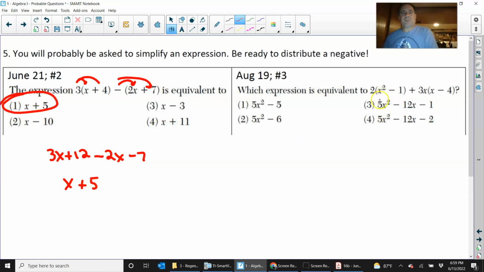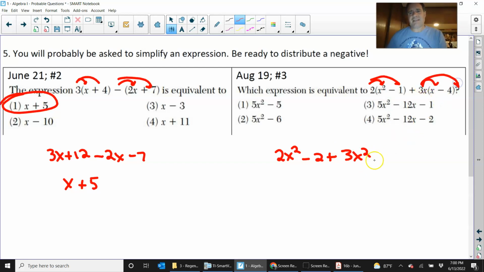Which expression is equivalent to this? Again, all you have to do is distributive property. So 2 times x squared is 2x squared. 2 times -1 is -2, plus, and then you're going to distribute again, which is 3x squared. 3x times x is 3x squared. 3x times -4 is -12x. So we have 2x squared plus 3x squared. That's 5x squared.